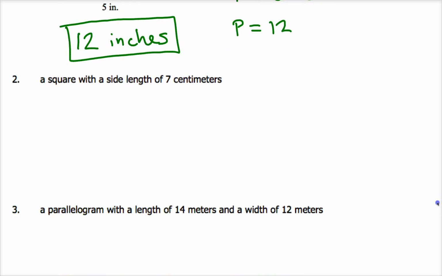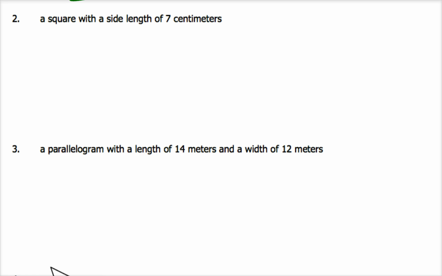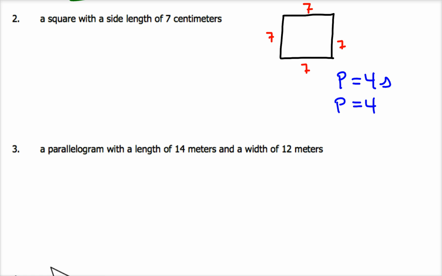For number 2, we have a square with a side length of 7 centimeters. Anytime you're not given the shape, I highly recommend that you draw the shape. So let's go ahead and draw a square for this problem. In a square, all the side lengths are the same, so each side length of this square is 7 centimeters. The perimeter formula for a square is P equals 4 times S, which in this case is P equals 4 times 7. And so our perimeter is 28. So we could say that the perimeter of this square is 28 centimeters.